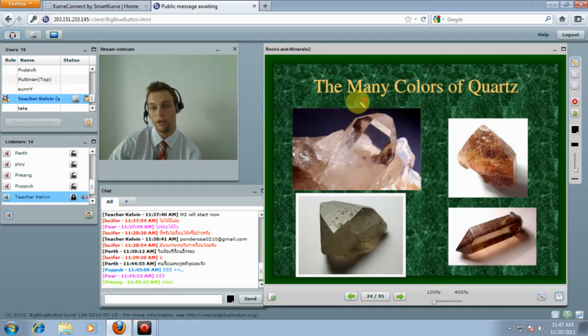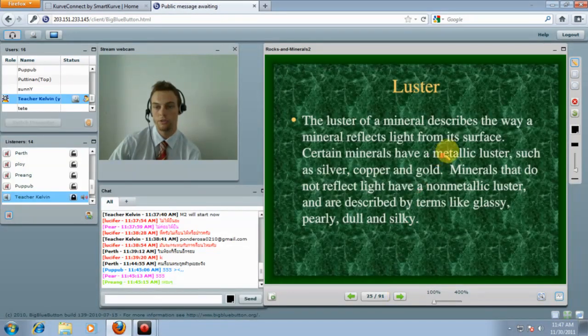Some minerals, though, have different colors, but they're the same mineral. Quartz is a pretty good example. So these are all the same mineral, but they have different colors. So you can't just use color to identify minerals. There's several other ways, most of which are free and easy.